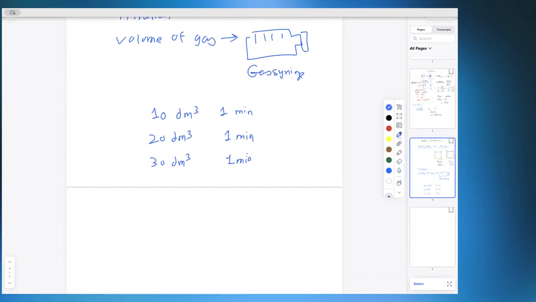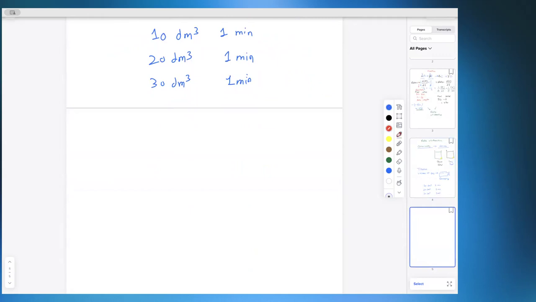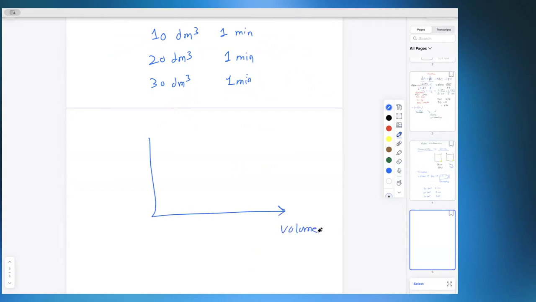I can always make a graph and compare the graphs to each other. I can see the volume of the gas produced and compare it. Sorry, it has to be on the y-axis for sure, so I can see the volume of the gas produced against time. For example, at time 0, there is no gas produced. As the time passes, the volume of the gas produced starts to increase.